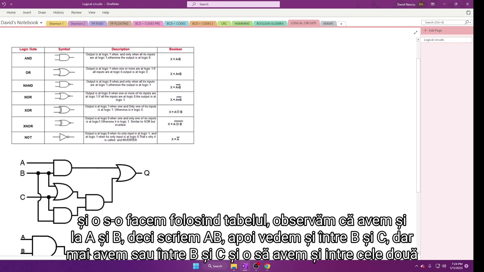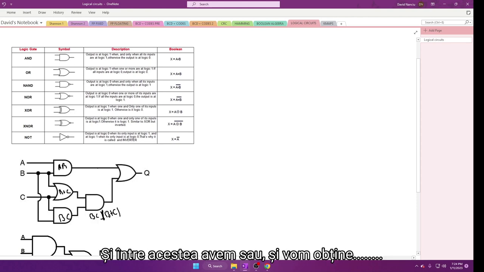So we see that we have an AND gate between A and B, so here we'll get AB. Then we have an AND gate between B and C, so it will be BC. But we also have an OR gate between B and C, so it's B plus C. Here we get an AND gate between those two values, so it's BC multiplied by B plus C. Between those two it's an OR gate, so we'll add them up, and we will get AB plus BC multiplied by B plus C.